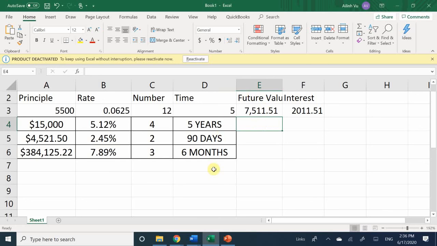So can somebody walk me through what the formula is? What are we going to be doing? You're going to take the 15 times the 5.2. Okay, no. What are we going to be doing?